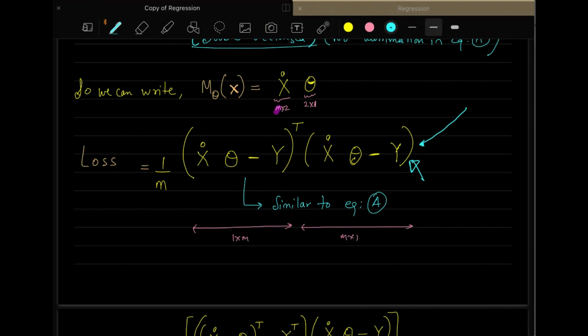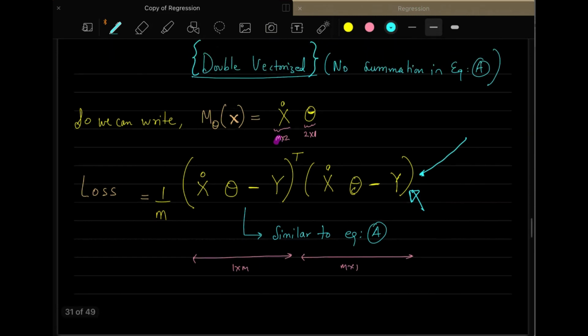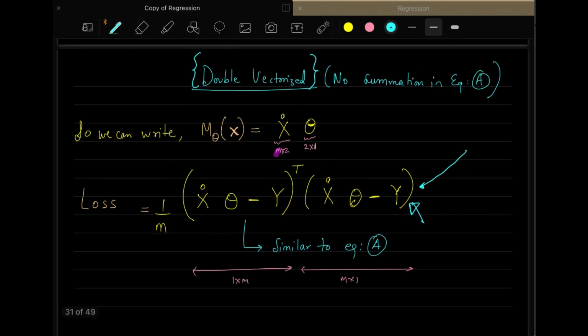That is x theta minus y. So everything is matrix now. And please note, here now I am using m samples. You can see here, this is the m sample. All the m samples are incorporated in this X tilde, X with a circle on the top. So all the m samples are incorporated here.